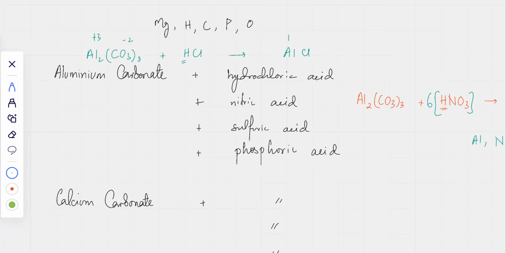Hamza, is this clear? Al is plus 3, Cl is group 7, so it's minus 1. So what is the formula? It's going to be AlCl3. Plus there's going to be water and carbon dioxide. Hamza, is this clear? Yes, I got it. And then you balance it. Get rid of the charges.